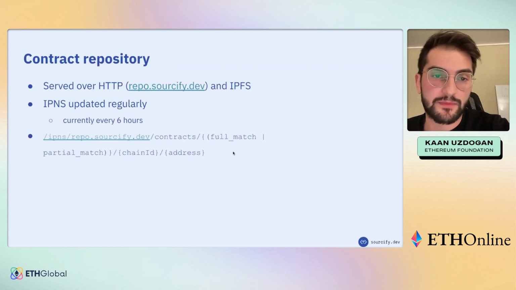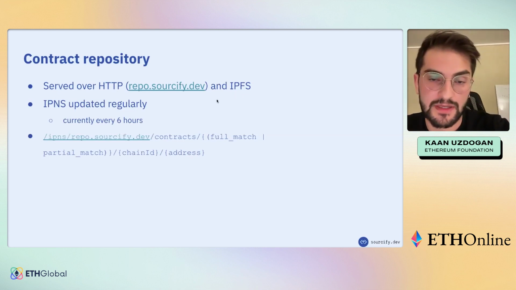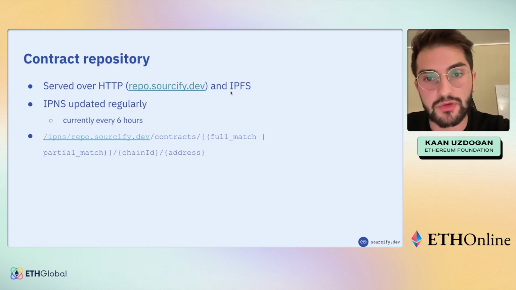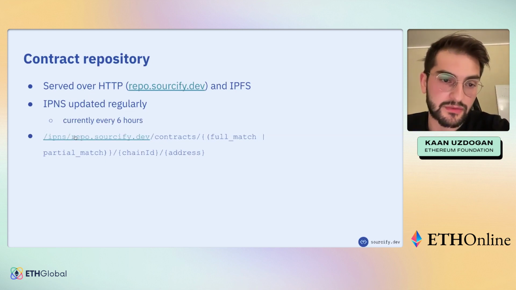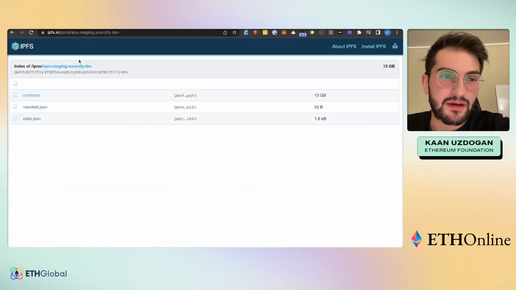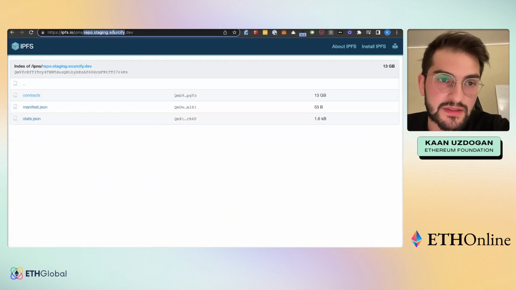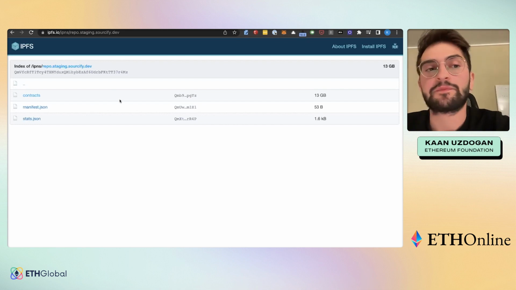We also have the contract repository, which is served over both HTTP and IPFS. Every file that we verify, we also serve on IPFS for later fetching. It is under an IPNS name with a DNS link under repo.sourcify.dev, and it's currently updated every 6 hours. You can also see it here. Right now, I'm showing repo.staging.sourcify.dev because the main server has just got an update, but it will also be available in a couple of hours.